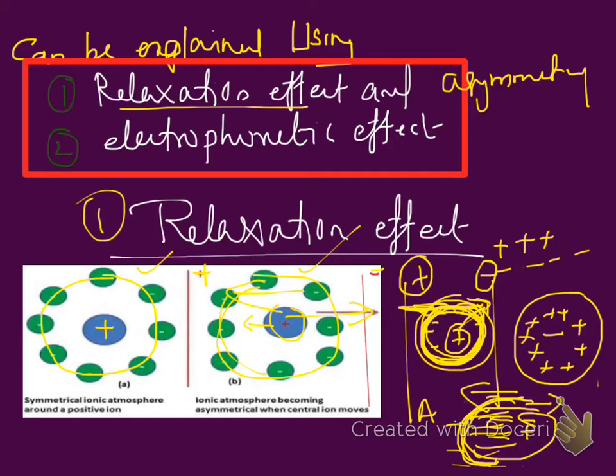After this asymmetry, the condition of symmetry can be regained, but between these two, this positive ion needs to wait for some time. That time is called relaxation time. Till the end of relaxation time, the speed of the positive ion will be less than the expected one.